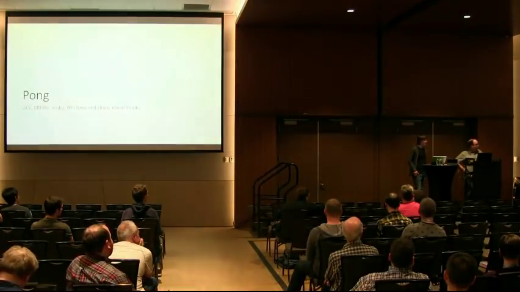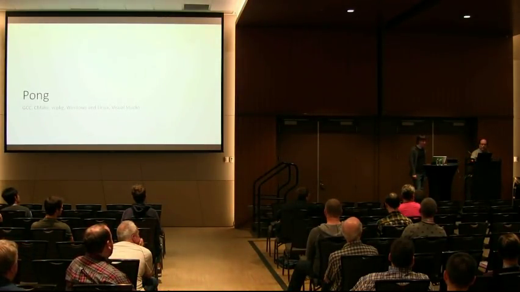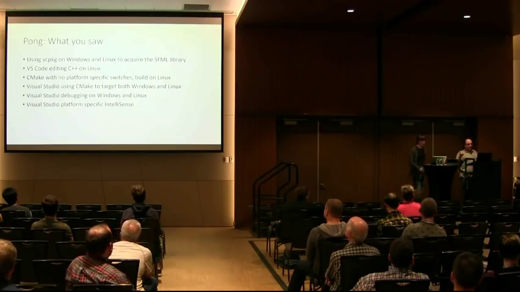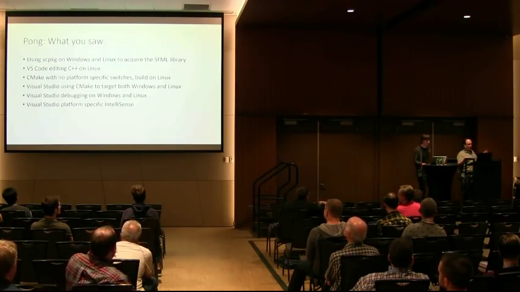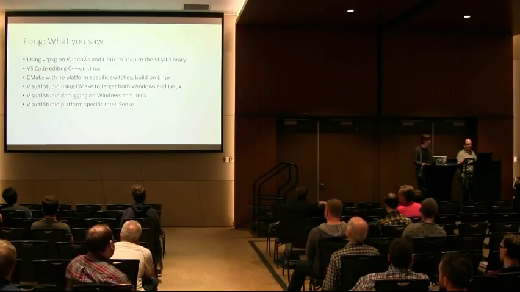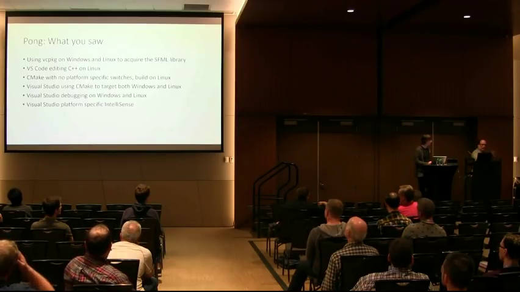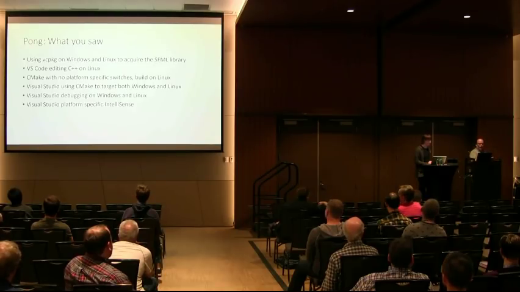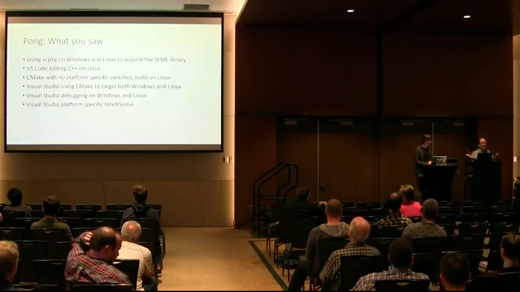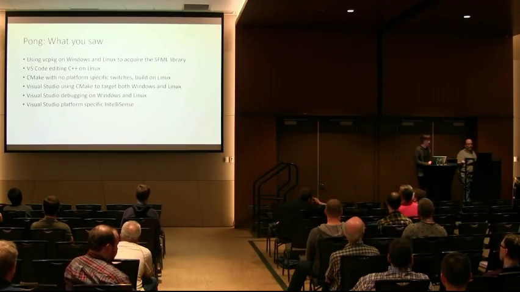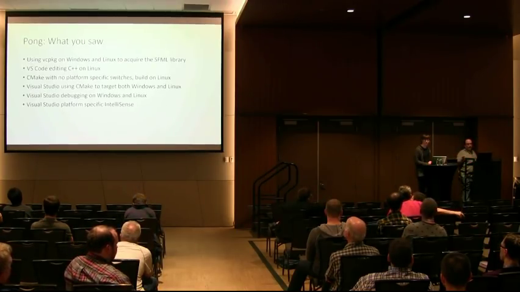Yeah, a lot of it works even if you don't know how to build a project, which I'll actually show. So to wrap up, this is what you just saw: using vcpkg on Windows and Linux to acquire a library. We didn't show VS Code editing on Linux; Ron showed that in her talk that's been recorded, and if we have time, I'll show that. But you also saw that CMake, with no platform-specific switches, built that same CMake file on Linux and on Windows. You also saw us using CMake to target both Windows and Linux, Visual Studio debugging both Windows and Linux, and the Visual Studio platform-specific IntelliSense.